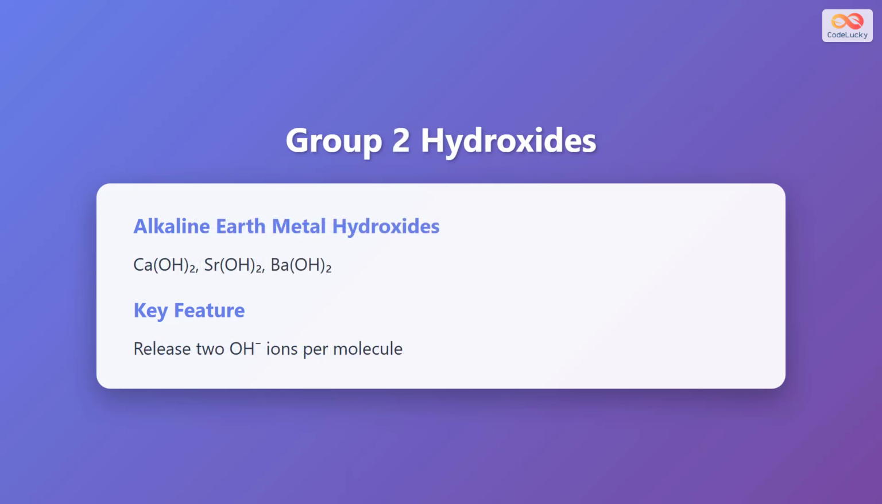The remaining 3 strong bases, calcium hydroxide, strontium hydroxide, and barium hydroxide, are called alkaline earth metal hydroxides because they come from group 2 of the periodic table. These compounds have a special feature. Each molecule releases 2 hydroxide ions when it dissociates. This is because of the subscript 2 after the OH group in their chemical formulas.